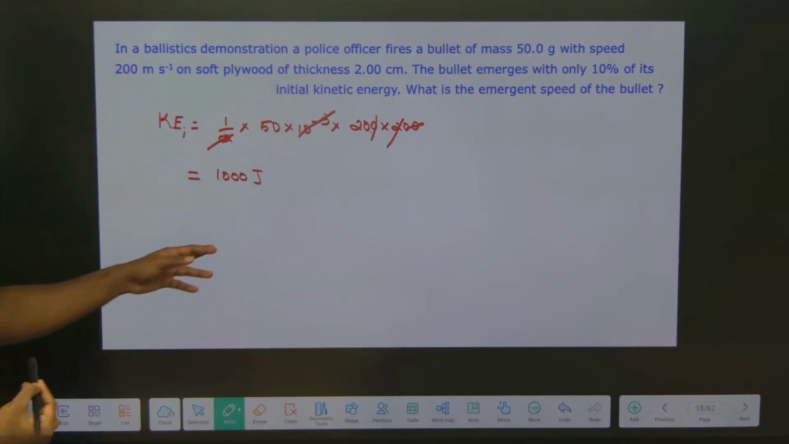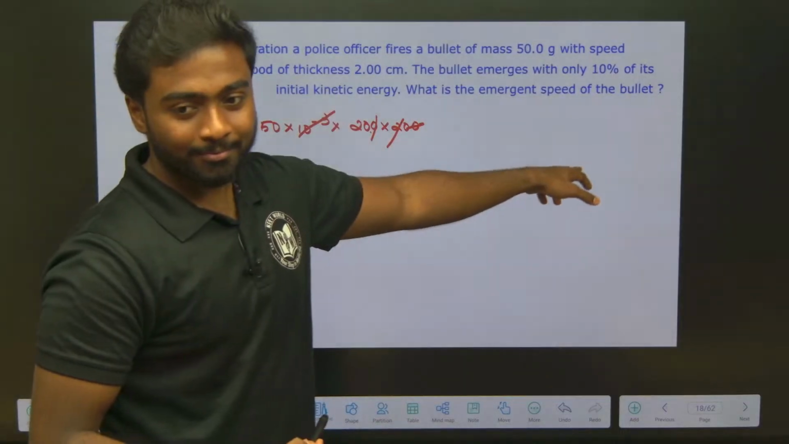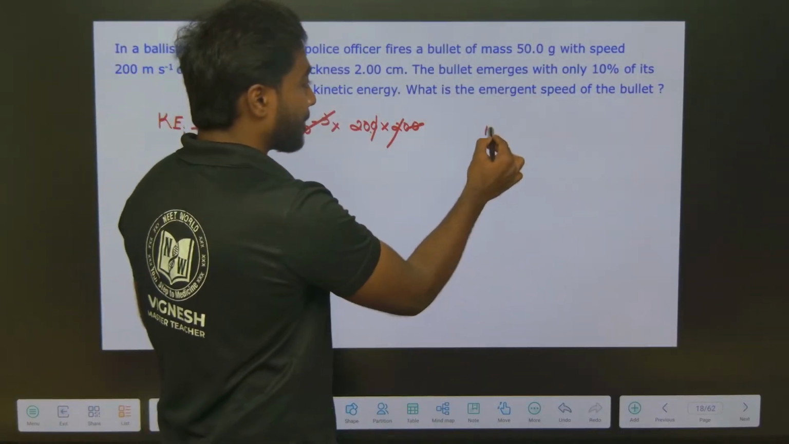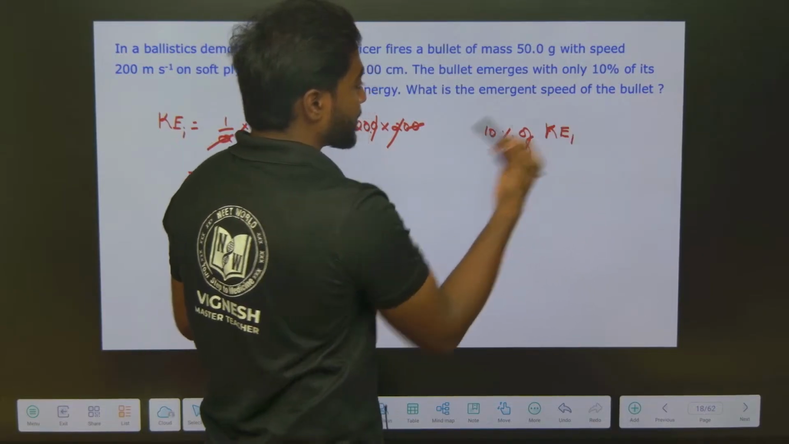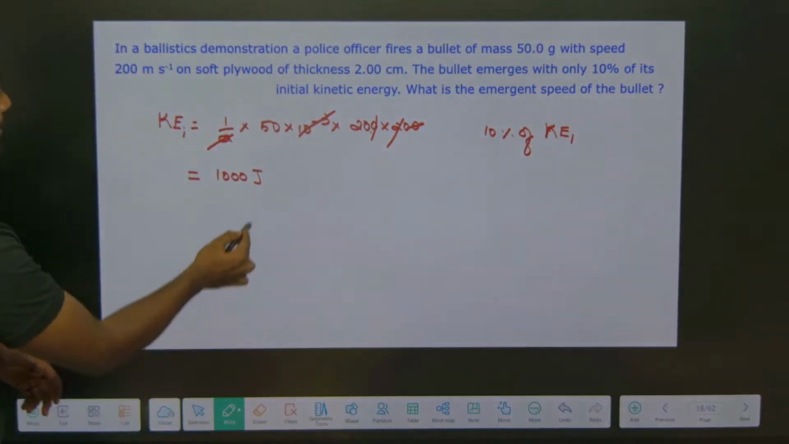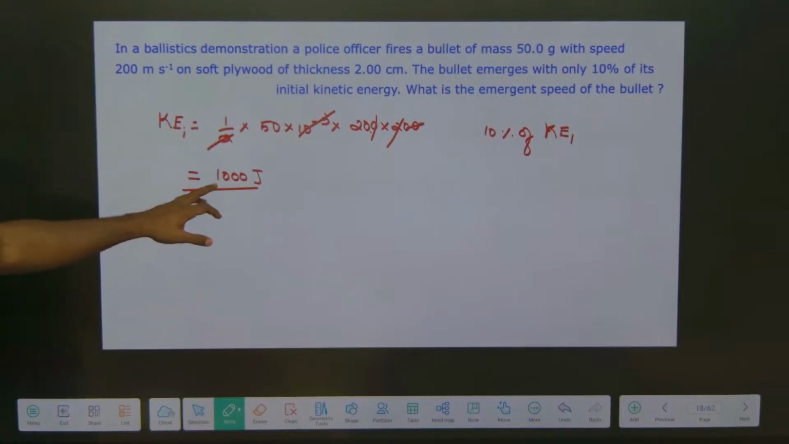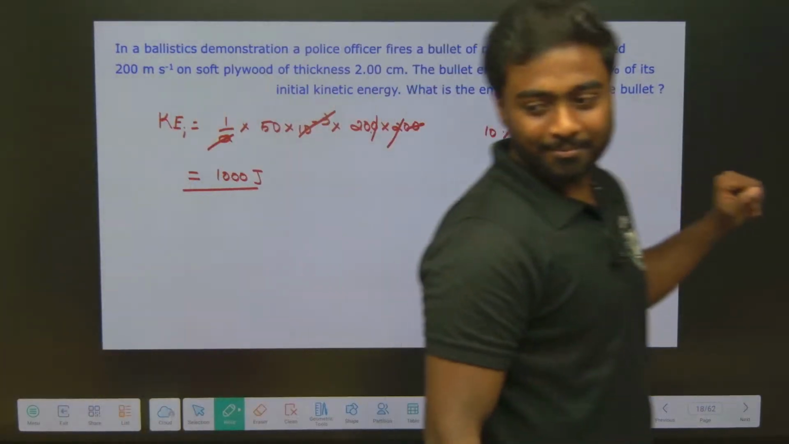Okay. Now what is the thing? I need to find the 10% of the initial kinetic energy. Okay, now you get it. You told it is 10, but it is 1000 joules. Now you get it.